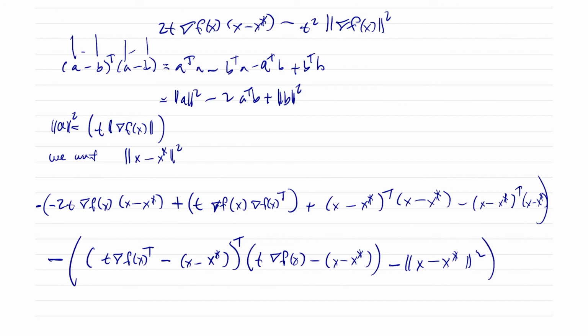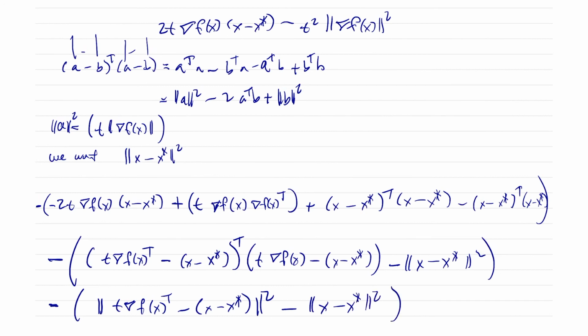So we have minus the norm of t grad f of x transposed minus x minus x star, squared, minus x minus x star squared. Hopefully that clears up any confusion there. That's basically how you do completing the square with vector quantities. Anyways, I think that's all I wanted to talk about today.